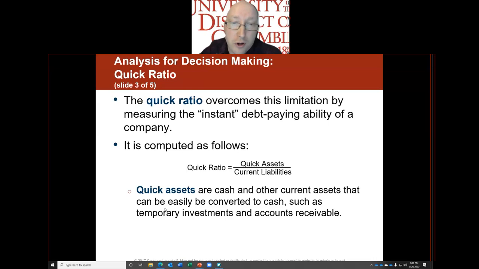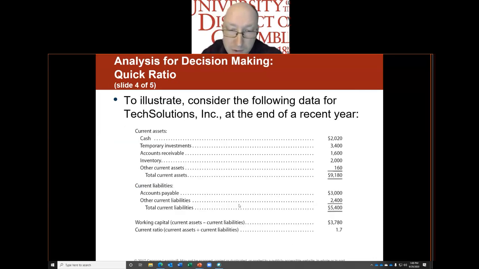There's also another one called a quick ratio. Quick ratio is a limitation by measuring the company's ability to repay a portion of its debts. We take quick assets divided by current liabilities. Quick assets are things like cash and other things that will be quickly converted to cash, like inventory and accounts receivable.